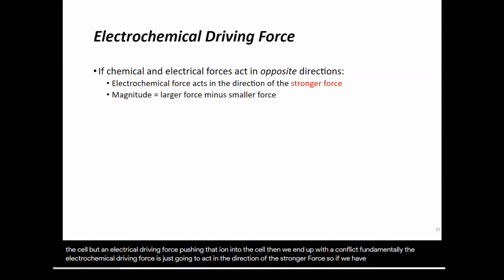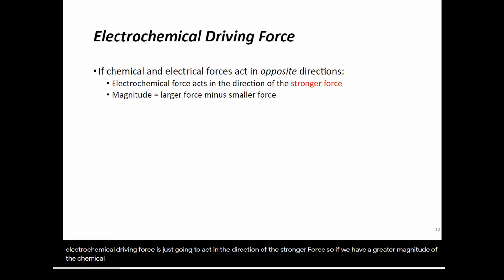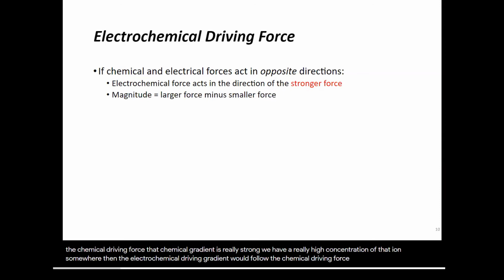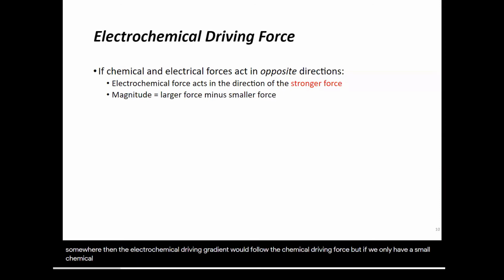So if we have a greater magnitude of the chemical driving force, that chemical gradient is really strong, we have a really high concentration of that ion somewhere, then the electrochemical gradient would follow the chemical driving force. But if we only have a small chemical gradient and we have a lot of electrical forces acting on that ion, we have a really big buildup of charge somewhere, then the electrochemical driving force will follow the electrical driving force. So we need to compare the magnitude of our forces.